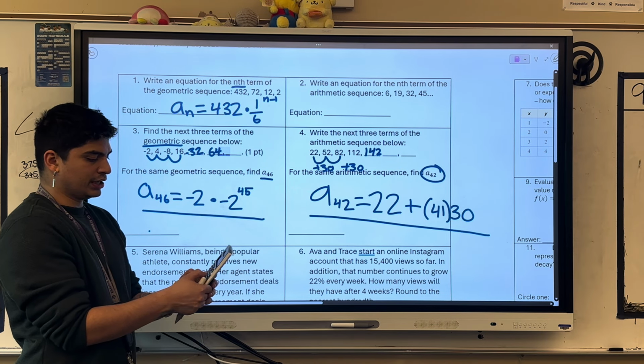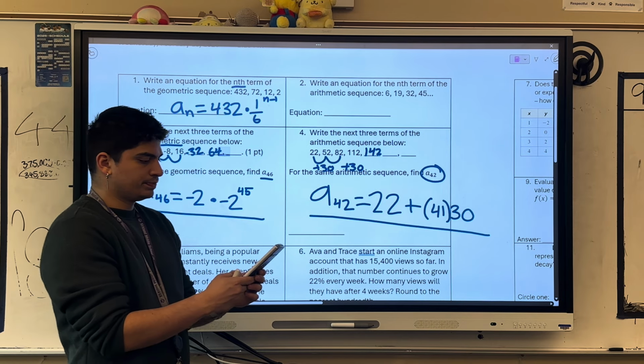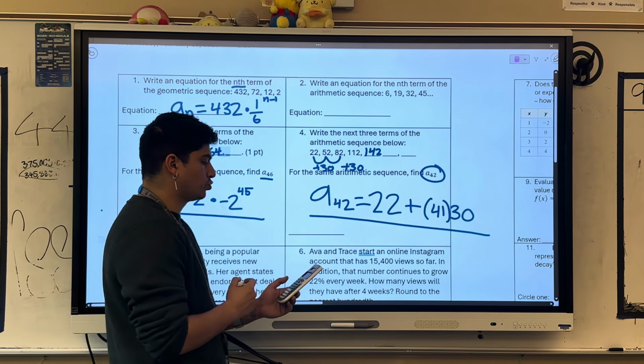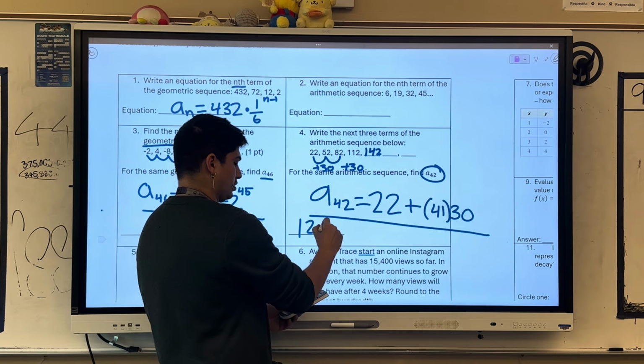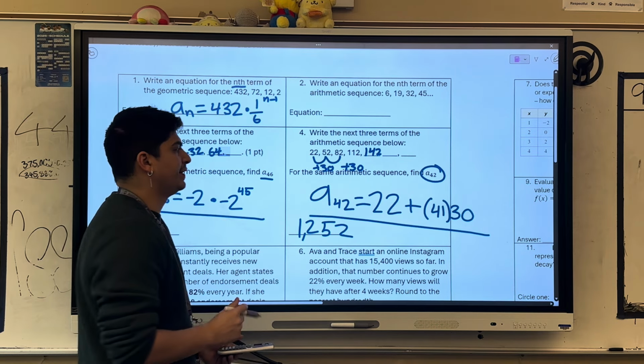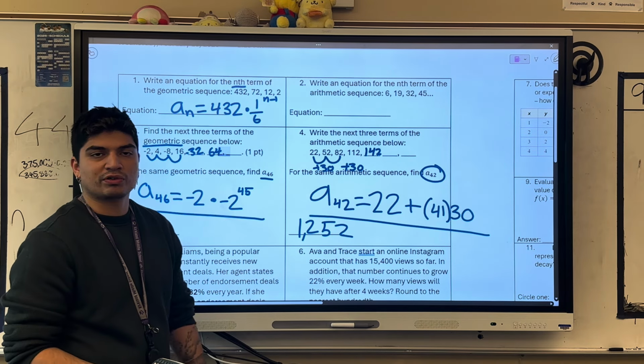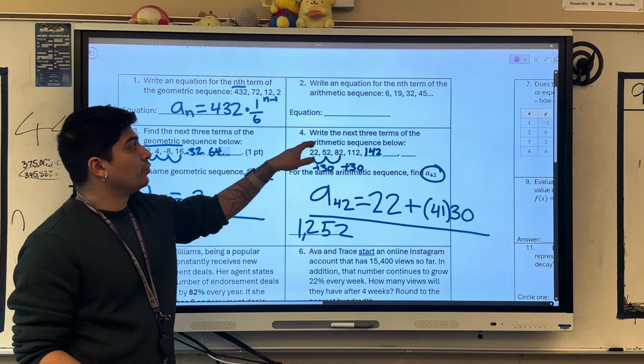plus 22. This one would be 1252. Or again, for right now, we're fine with just giving the actual sequence formula.